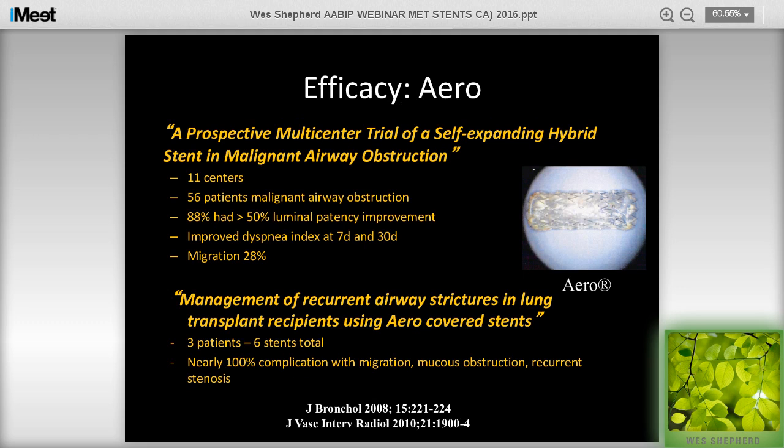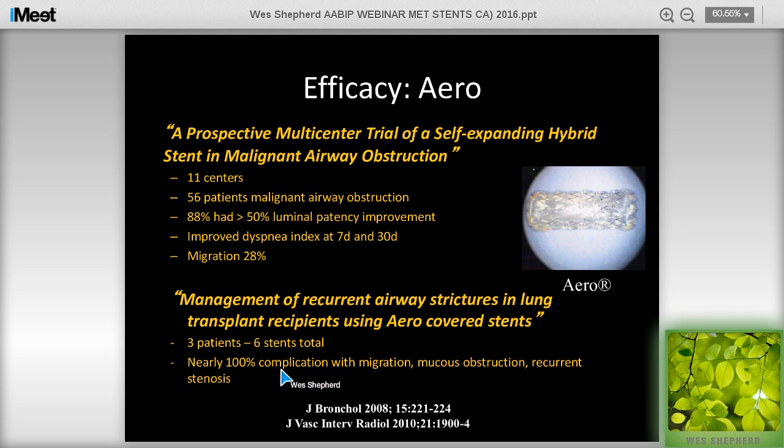I'm just going to go quickly through a couple of these other papers regarding the Aero stent. The original Aero stent paper from 2008 that led to the FDA approval was the largest paper still to date, with about 56 patients. These were all malignant airway obstructions. They had significant improvement in luminal patency and dyspnea, but there was a high migration rate of around 30%. And this is often quoted when discussions are about Aero stents. I think this number is probably a lot better today, and that's just from clinical experience and learning how to size the Aero stent appropriately. But we don't really have a lot of published data showing anything different than this.